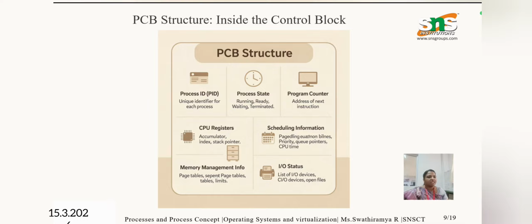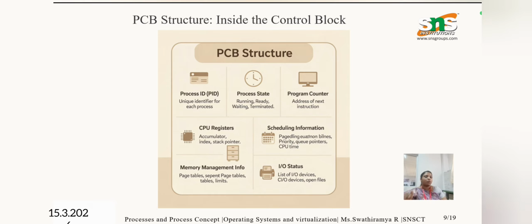Then the third one is the program counter. This is very important. As we already discussed, the program counter stores the address of the next instruction to be executed. Imagine a process was running and suddenly the CPU switches to another process. When it comes back, how does it know from where it has to continue? It doesn't know till where the previous process was executed, so the previous state has to be stored somewhere else, right?